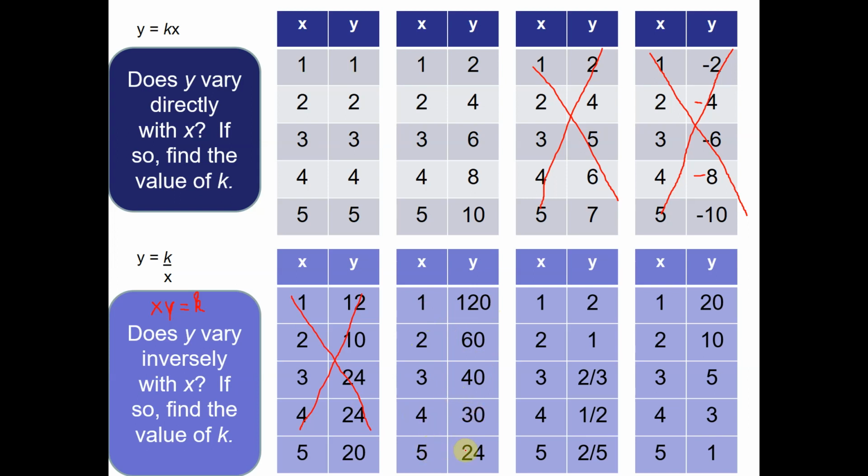Check it. 5 times 20 is 100. 5 times 4 is 20. Yes, so this one is, right? So this one is a yes, but what is k? K is the thing you get when you multiply, right? So k equals 120. How about the next one?